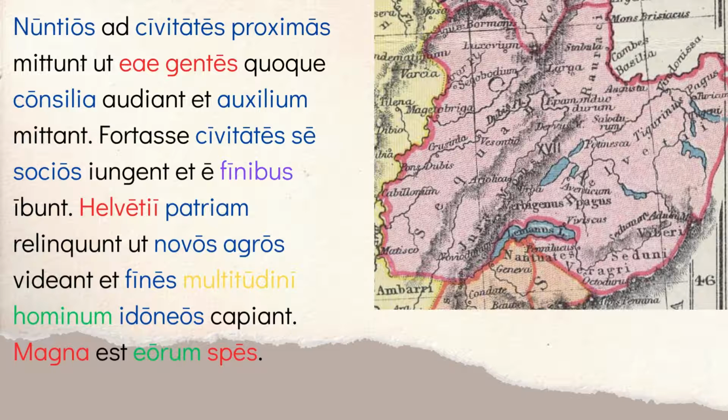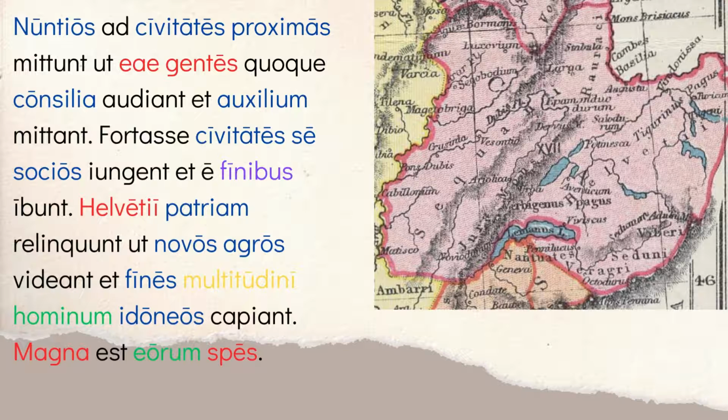Then you continue with Helvetii patriam relinquunt ut novos agros videant et fines multitudini hominum idoneos capiant. Okay, so here we're getting again more subjunctives. So you're saying the Helvetii patriam relinquunt means they leave behind their homeland, their patriam, their country. So that, ut, is a positive purpose clause, right? So that they might see, videant, novos agros, new lands, and take, capiant, fines, borders, they're described as idoneos fines, suitable borders for the multitude, multitudini, hominum, of people. So in other words, they might take possession of borders that better suit the size of their people. That was the whole idea. They need space to stretch out.